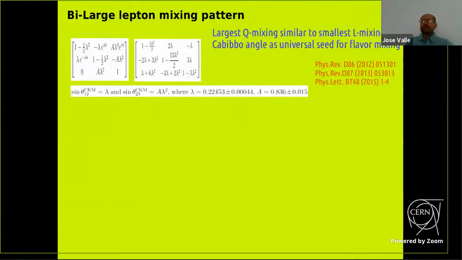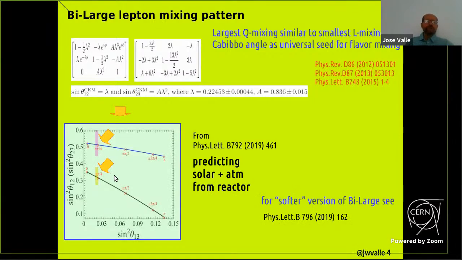Instead, I will jump into another mixing pattern, namely the bilarge pattern, which exploits the observation that the largest quark mixing angle, namely Cabibbo, is similar to the smallest lepton mixing angle, namely reactor. This way, one can expand the lepton mixing matrix as a product of 2 factors, each of which is expanded in a power series in the small angle, lambda. So if you know lambda, you know them all. Indeed, this is what you find here, the prediction for solar mixing in black and for atmospheric mixing in blue. Again, this is an example out of a class I won't enter into.